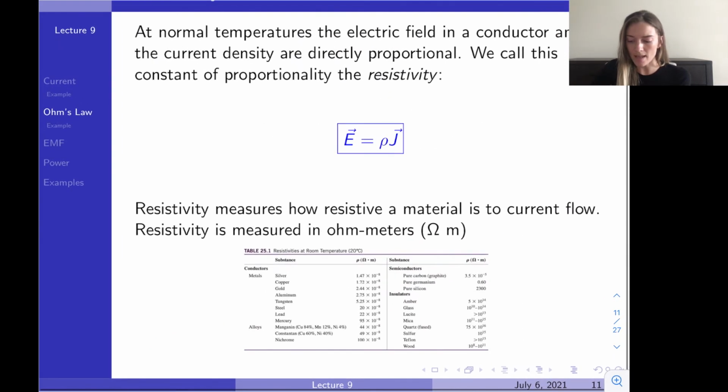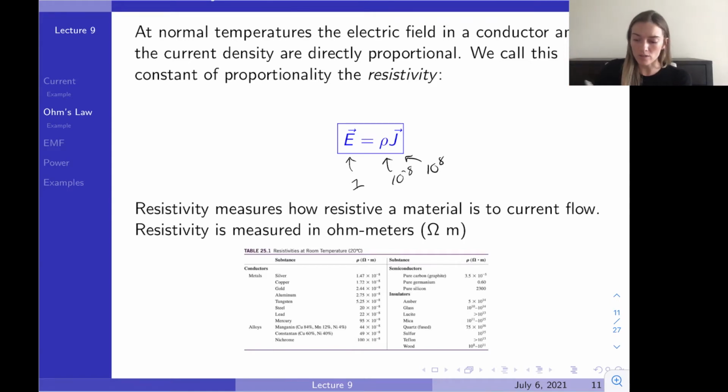So that means that if you have a certain electric field, you can get a huge current flowing through that conductor because this number is so small. If I have 10 to the negative 8 here, and let's say I have an electric field that has a magnitude of 1, that means that my current density is going to have to be 10 to the 8. So you can get a huge current for your electric field.